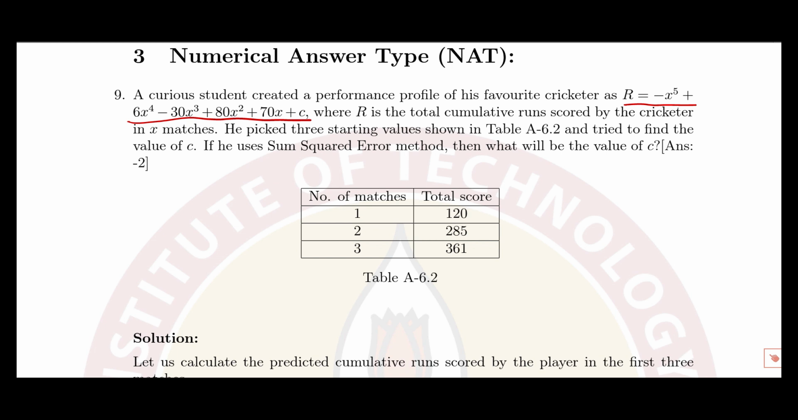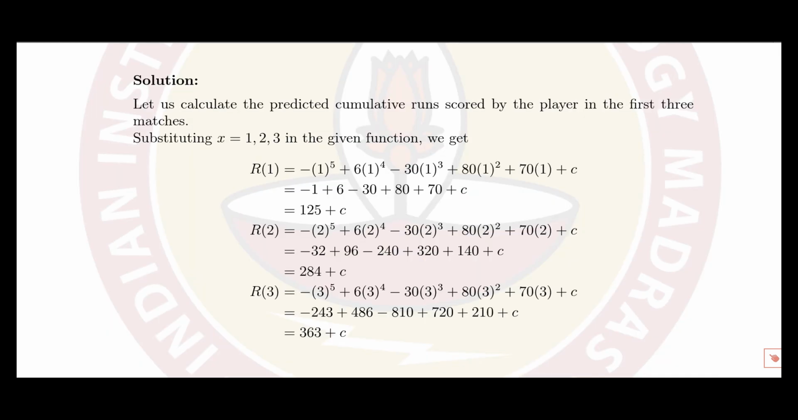So table A 6.2 shows that in the first match he scored 120 runs. In the second match his cumulative score is 285 runs. In the third match his cumulative score is 361 runs. Also he has given a polynomial equation. He predicts that his favorite cricketer's cumulative runs will follow approximately this polynomial. So let us try to find the predicted cumulative runs scored by the player in the first 3 matches using this polynomial. So we have R of x with us.